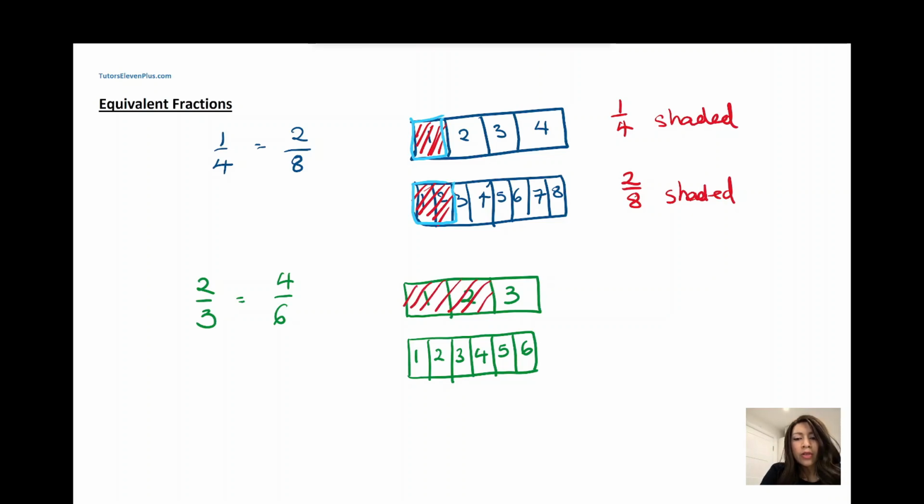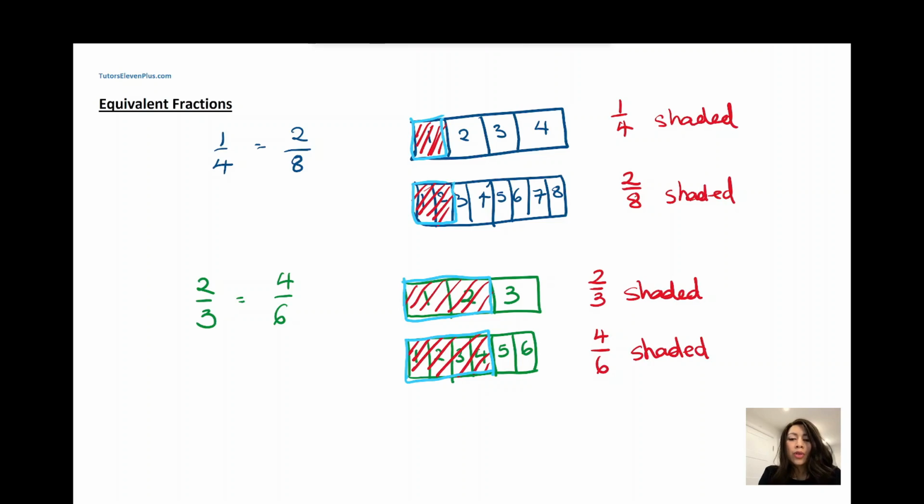Now I can shade the first one. So we have 2/3, which are shaded. And the second one I can shade so that 4/6 is shaded. And again, we can see here very clearly that this 2/3 here is exactly the same size or equivalent to these 4/6 here. So we can say that 2/3 is equal to or equivalent to 4/6.